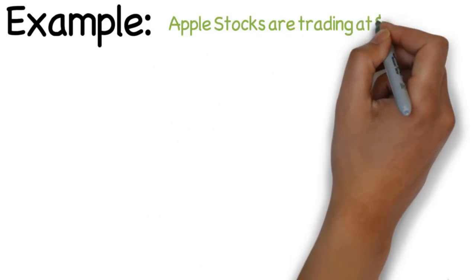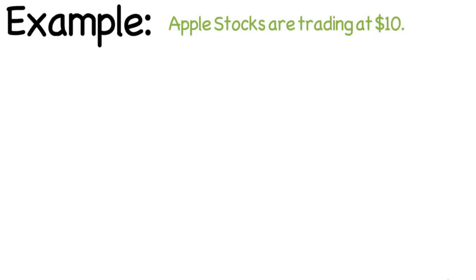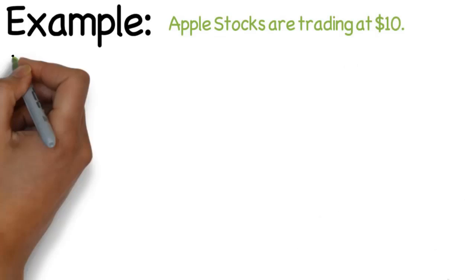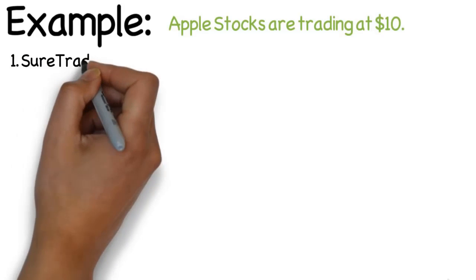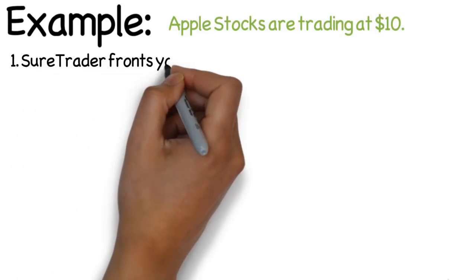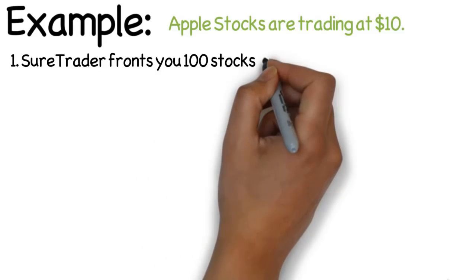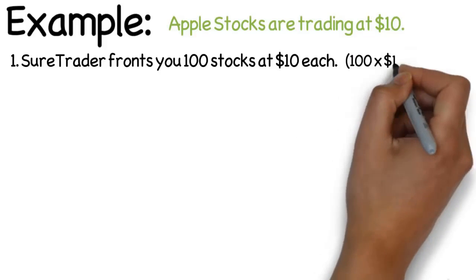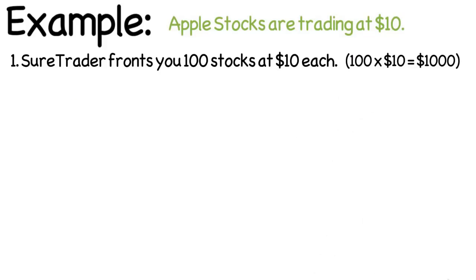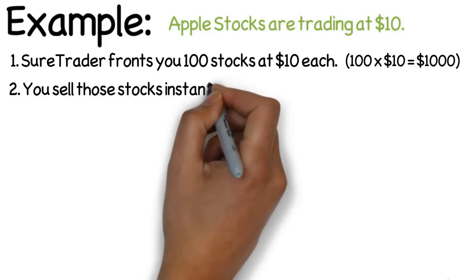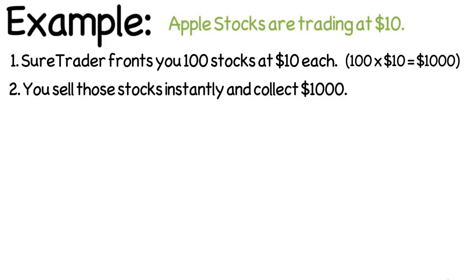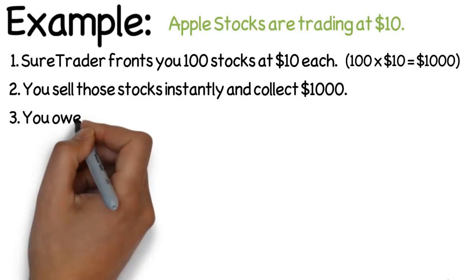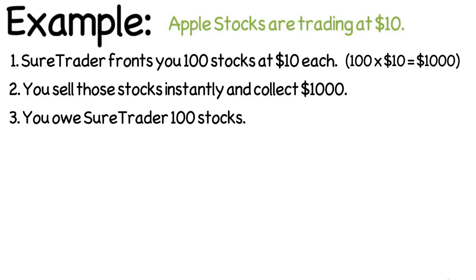So let's just say Apple stocks are trading at $10 each stock. That's how much they're trading at. That's how much they worth. So we'll use Short Trader as our broker for this example. Now, Short Trader fronts you 100 stocks of Apple at $10 each. So that's 100 stocks times $10. That's $1,000. You sell those stocks instantly and collect that $1,000. You instantly sell them to the market. Now you got $1,000, right? So remember, you owe Short Trader 100 stocks. You got to give them back 100 stocks later to get even with them.